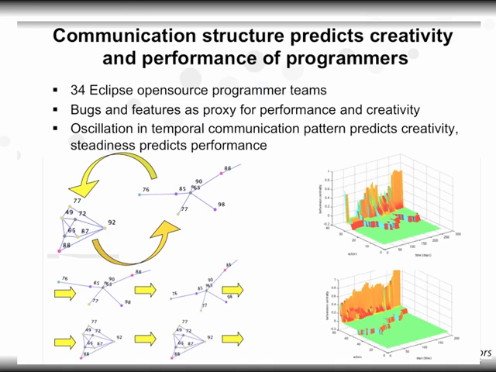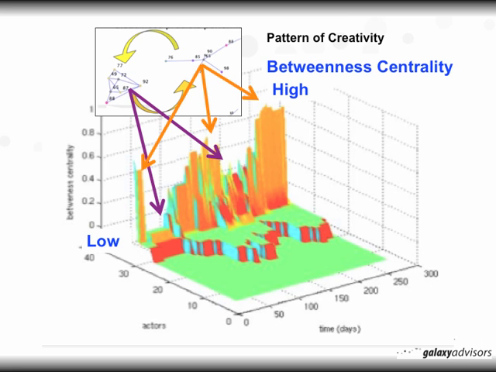So just by looking at these two social structure graphs, you had an idea of whether one was involved in a creative activity, oscillating between a star and a galaxy, or whether you were a steady star or a steady galaxy, working on something consistently, which helped predict performance.